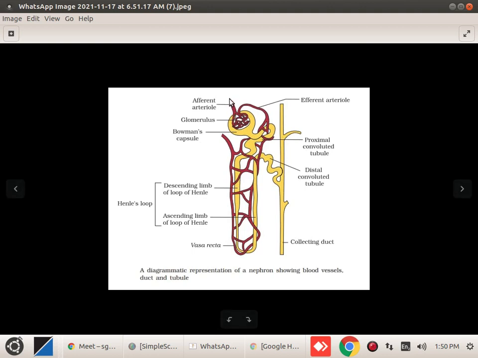That means this particular arteriole is coming into the Bowman's capsule. Then it forms capillaries, a group of capillaries inside that. Then it comes out in the form of what we call the efferent arteriole. There is a basic role of this efferent arteriole. It is responsible for creating the pressure, nephric pressure, inside it. Actually, this efferent arteriole is responsible for the ultrafiltration, students. Ultrafiltration is done because of the narrowness of the efferent arteriole. Very important structure.